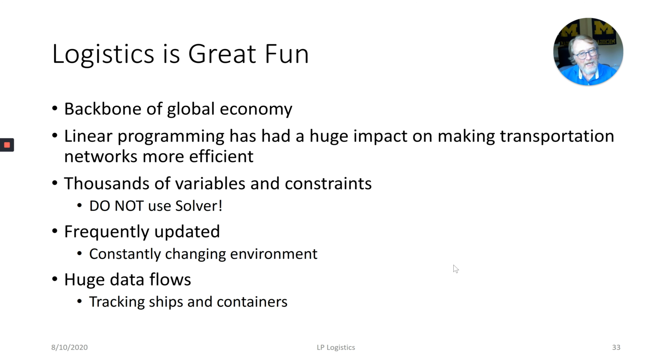If you roll back time, like, I don't know, 20 or 30 years ago, container ships were not that effective, not that many of them, but it's really revolutionized the business. Logistics, of course, you have not only container ships, but you have trucks, you have trains, you have planes. So the linear programming has had a huge impact.